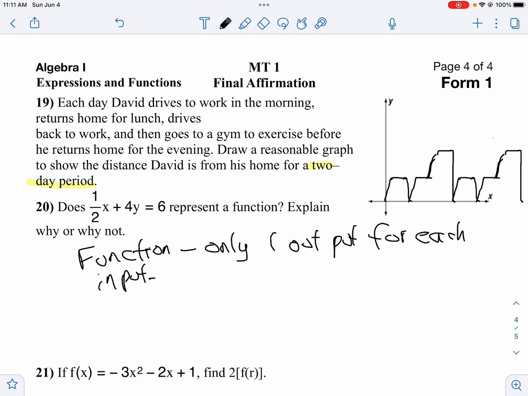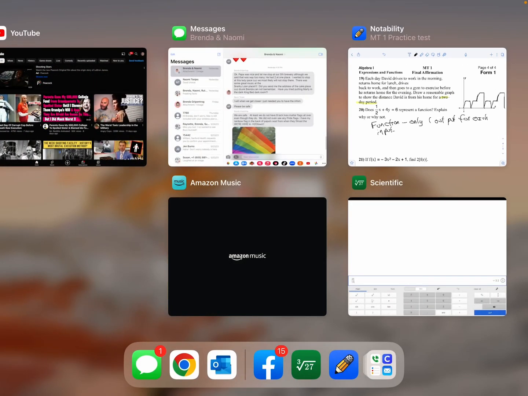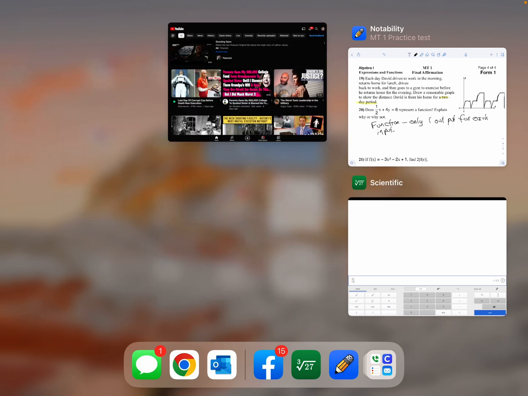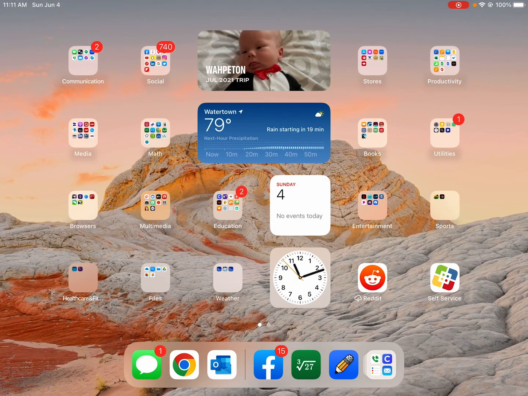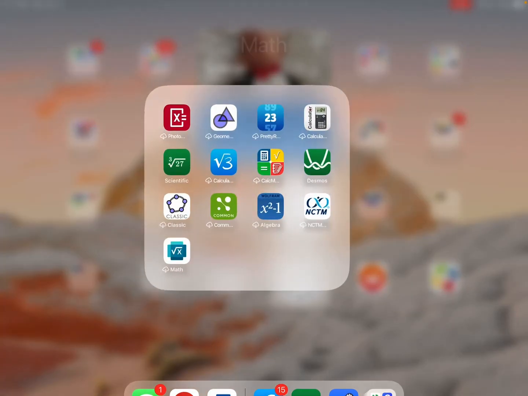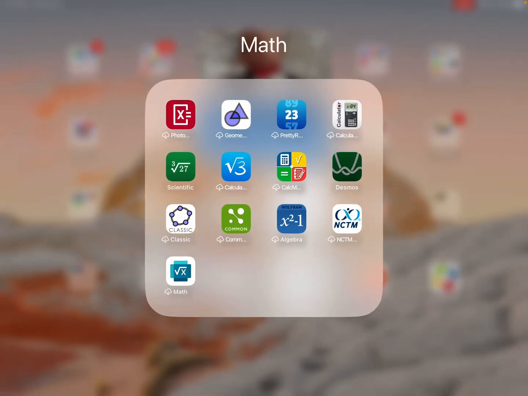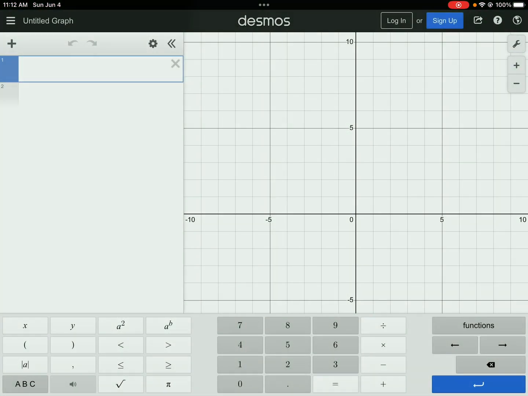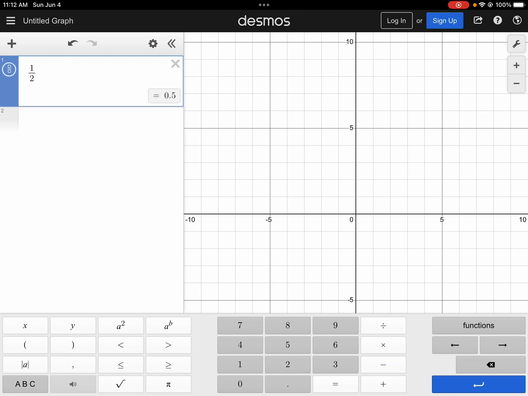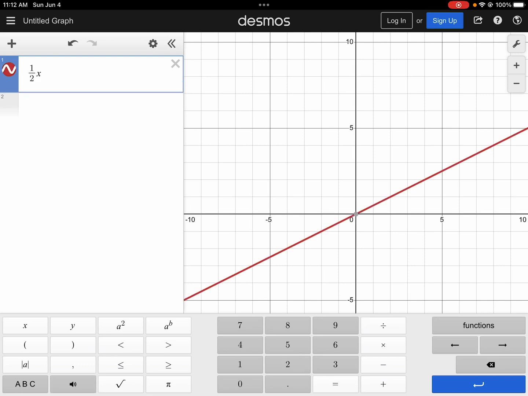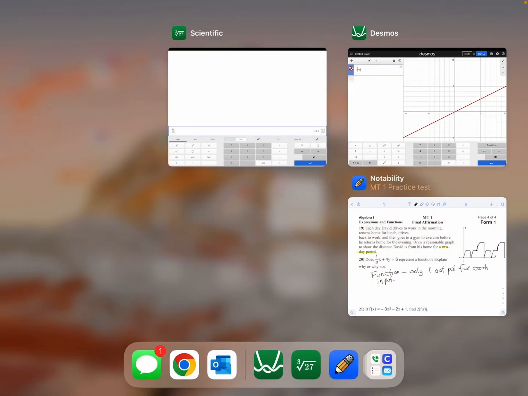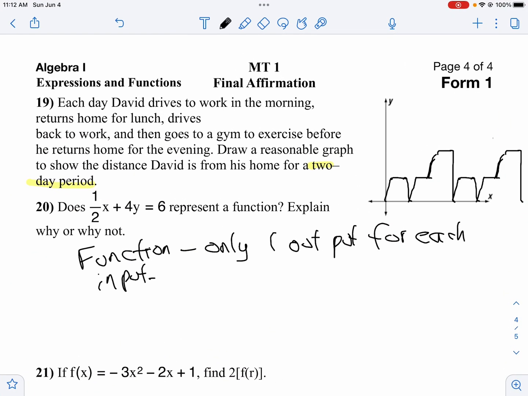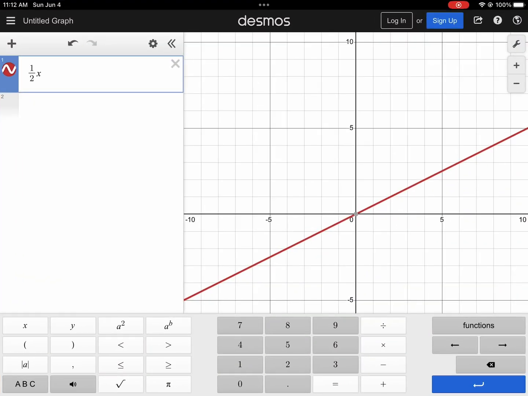I can also graph this to see what it looks like. So if I go to my Desmos graphing calculator, which I got to open up, there we go. So I'm going to go 1/2 x. And the rest of the question is plus 4y equals 6.